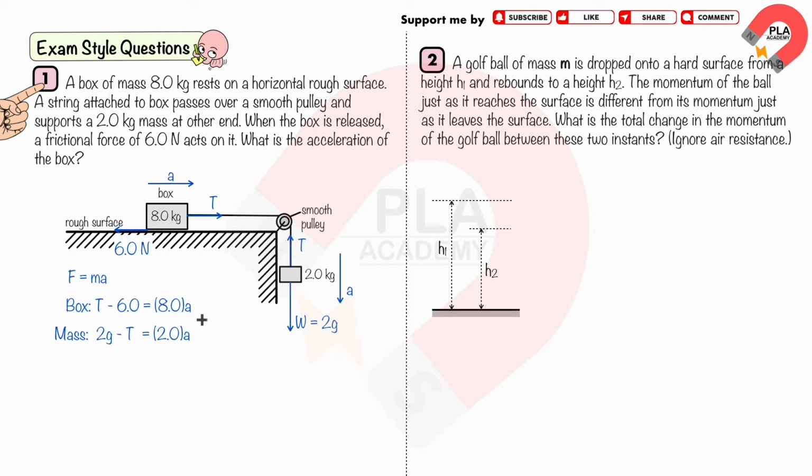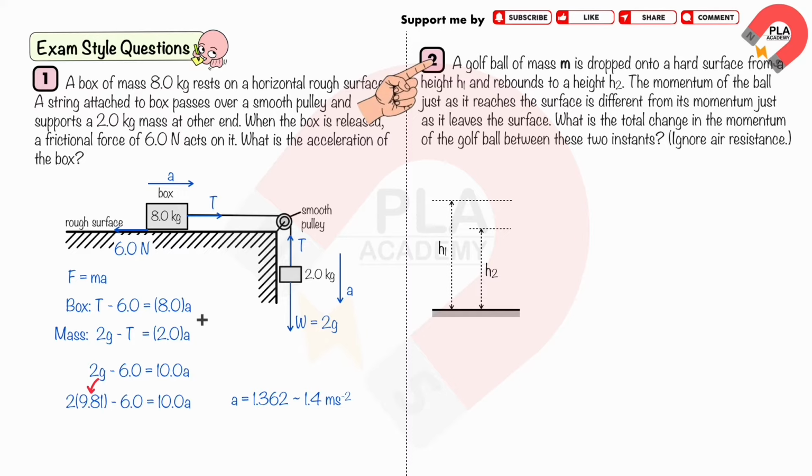We add the two equations together, so we get 2g minus 6 equals 10a. Substituting g equals 9.81, we get the acceleration a equals 1.4 meters per second squared to two significant figures.